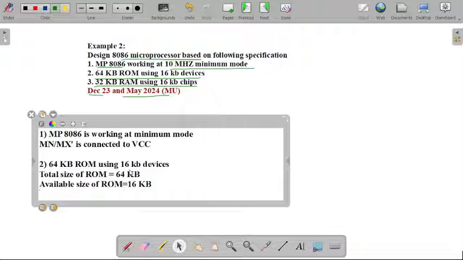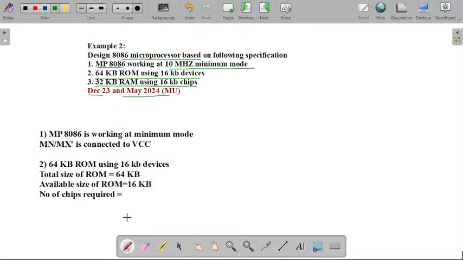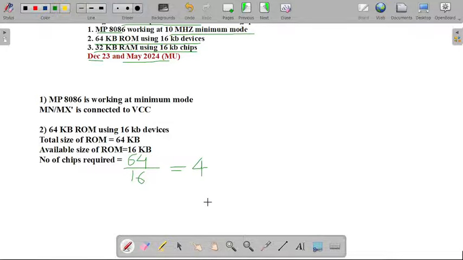Now we have to find out the number of chips that will be required. We can find it out as, first of all, we write down the total size given, which is 64 KB, and the size that is available, that is 16 KB. So 64 divided by 16, we get the answer 4. So here we require 4 chips in that ROM example.